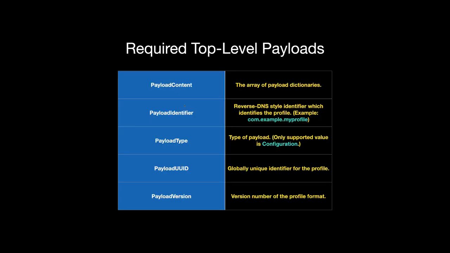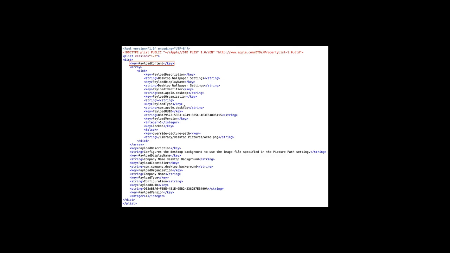So now that we've talked about the different ways they can apply, let's take a look at how profiles are constructed from top to bottom. There are a number of payloads which can be used at the top level of a profile, and here's the list of required payloads. Let's take a look at them in the context of an actual profile.